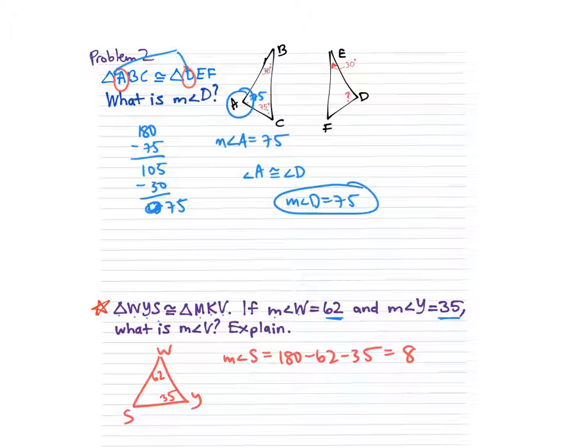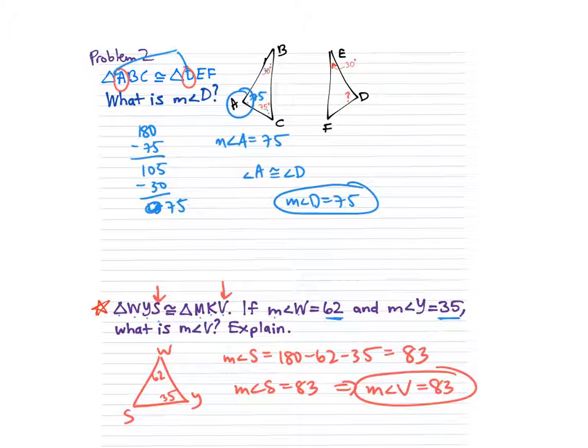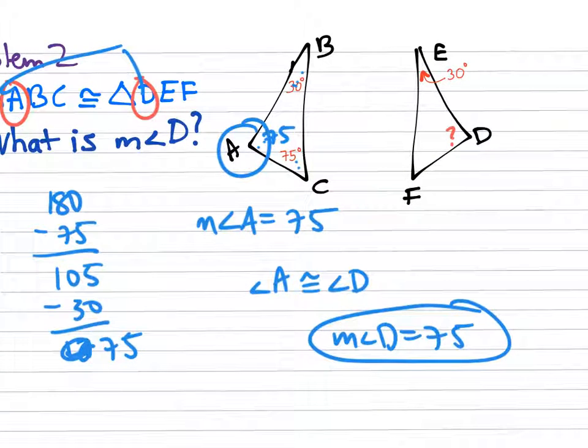Okay, and that equals 83. So if the measure of angle S equals 83, and S corresponds to V, then the measure of angle V, they're congruent, so this is also 83. Just like the first page here, where we had two angles in the triangle, then we can figure out what the third one is. You always know what the third one is if you have two.